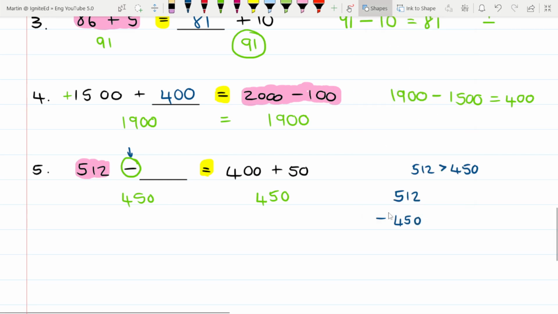I'm doing this in vertical column method because it's not exactly rounded numbers. 2 minus 0 is 2. 1 minus 5 we can't do. 11 minus 5 is 6. 4 minus 4 is 0. So 512 minus 62 is equal to 450.